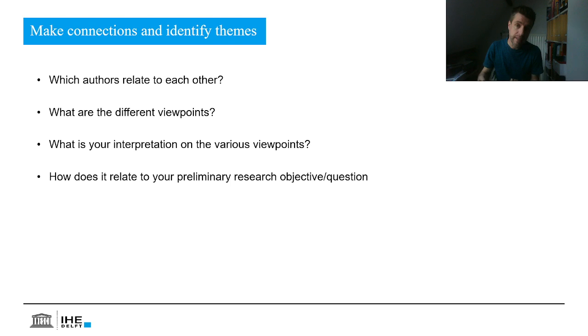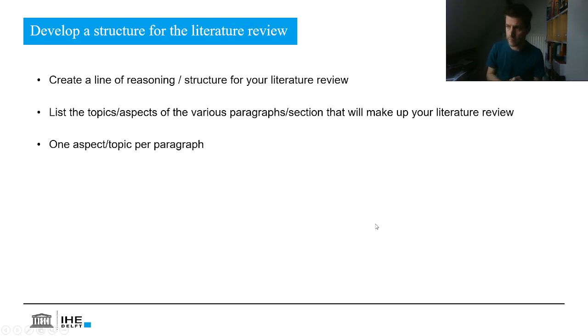And then also write down, for your line of reasoning, what is your interpretation of those different viewpoints? So you have categorized those different references that you have, and then start creating a line of reasoning, a structure for your literature review. You can create somewhat of a table of contents of your literature review, of the different paragraphs that you are expecting to write.